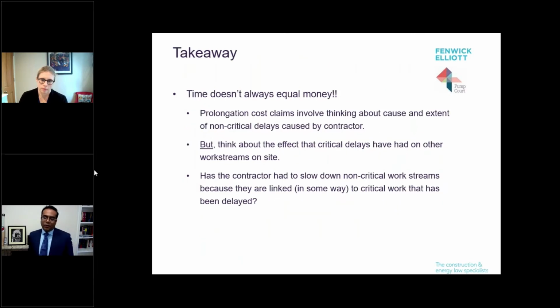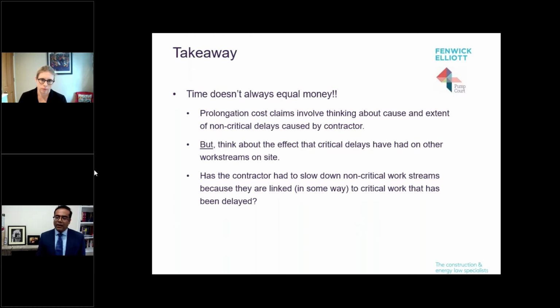So what's the takeaway? Well, to return to our Benjamin Franklin quote earlier, is time money? Well, unfortunately, in the particular context of contractor claims for prolongation costs, time doesn't always equal money. Prolongation costs will involve an additional analysis of the cause and extent of non-critical delays caused by the contractor. But as I've just said, have a think about what the real effect of critical delays has been on other work streams on site. Has there been some pacing?